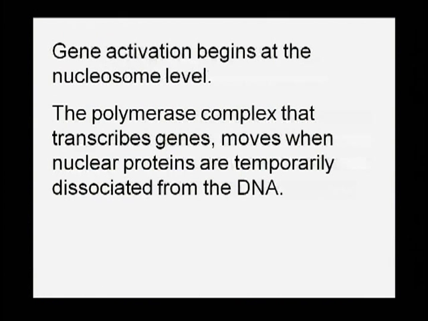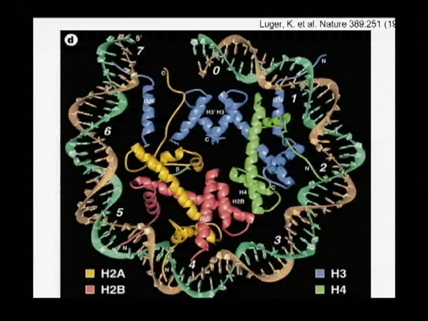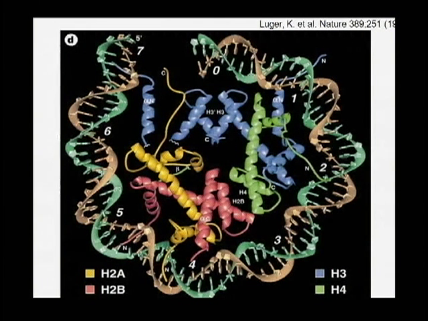Now, gene activation begins at the nucleosome level. The polymerase complex that transcribes genes moves when the nuclear proteins are temporarily dissociated from the DNA. Here is what a nucleosome looks like. You can see the red and yellow histones that are sticking to the DNA helix that goes around the outside of the picture. Those must be dissociated to allow the polymerase complex to go through.